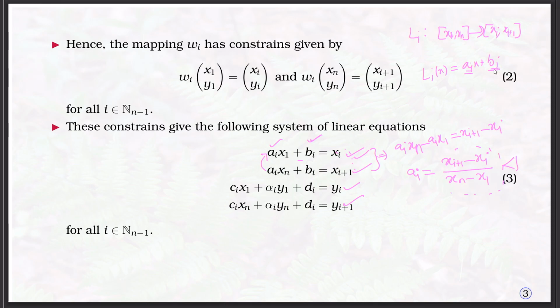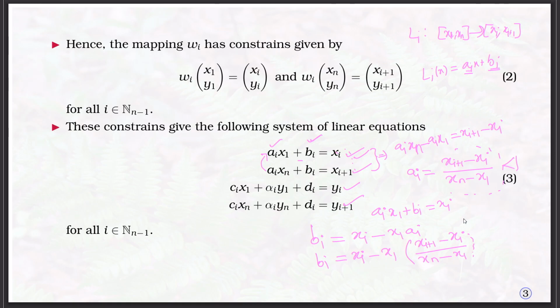Now we will try to find bi. Simple, you can replace the bi value here: ai x1 plus bi equal to xi. Here bi one can obtain by taking xi minus x1 times ai. So xi minus x1 times this value, xi plus 1 minus xi over xn minus x1, then one can get the bi value.